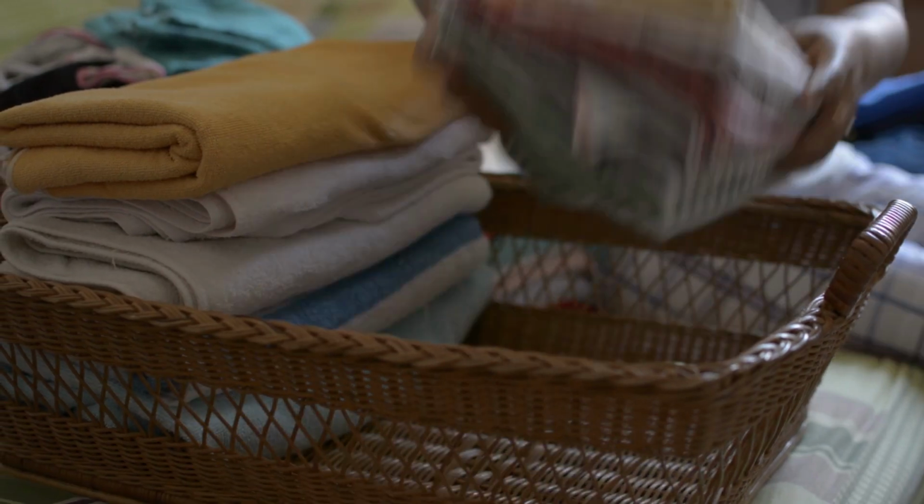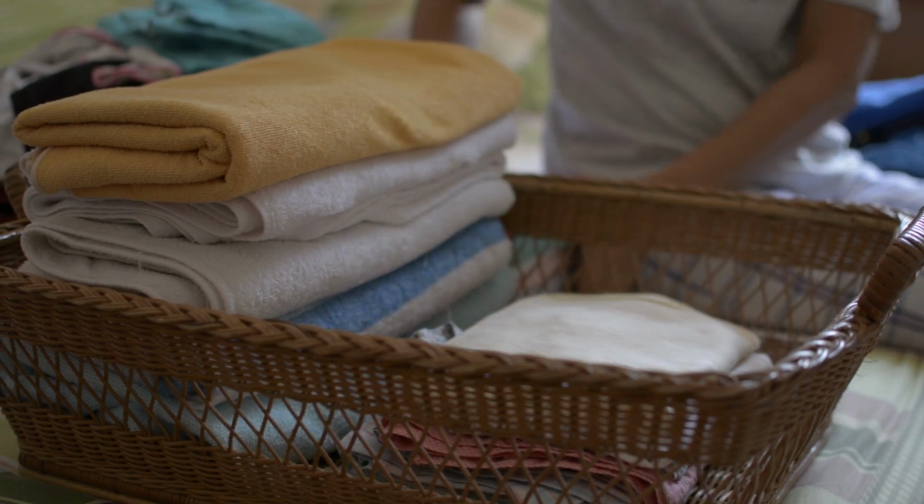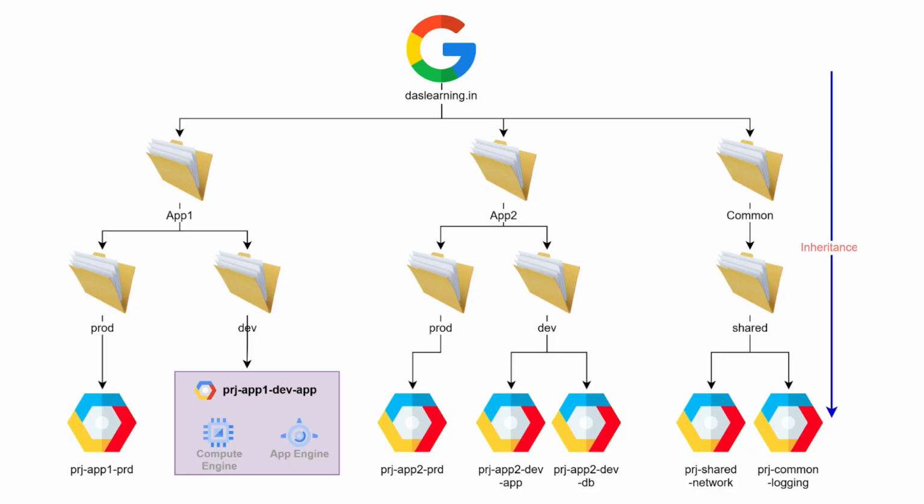Well, let's discuss what Google offers to mitigate that. Now let's discuss Google Cloud Resource Hierarchy. If you have signed up as an organization, for example, I have used my domain which is daslearning.in, beneath that we can have different folders. And what is a folder? A folder is basically a logical container which can contain another folder or a project.